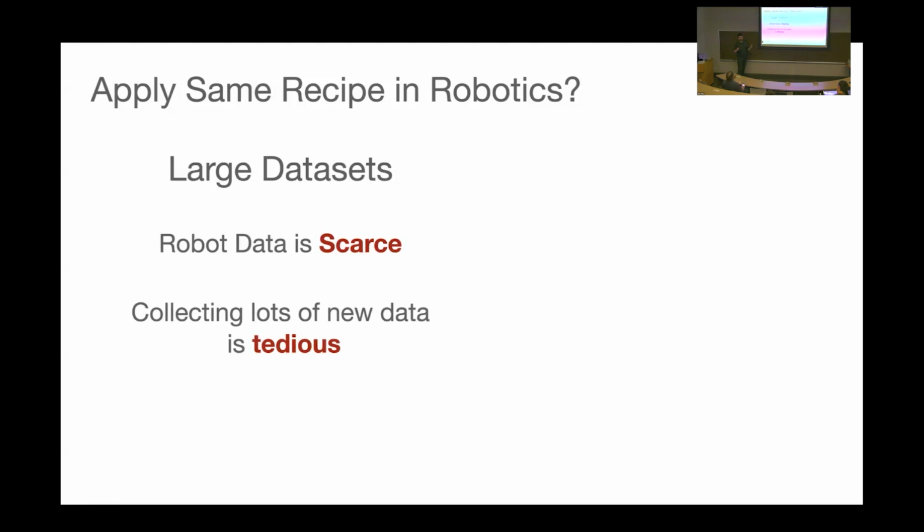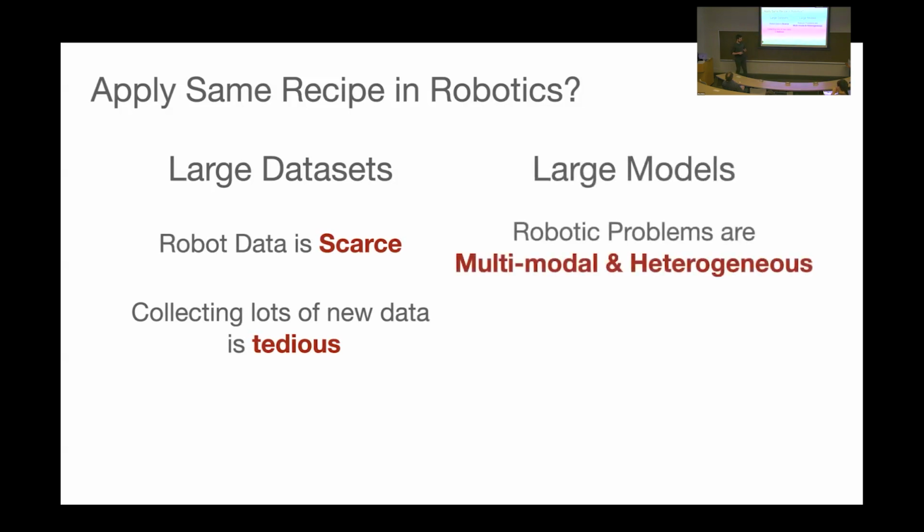And then it doesn't scale as nicely as just scraping the internet. So data is a really big issue in robotics. And I will talk about a few works today where we have tried to alleviate the data bottleneck a little bit. On the model side, I think there's some problems that clearly make robotics different.